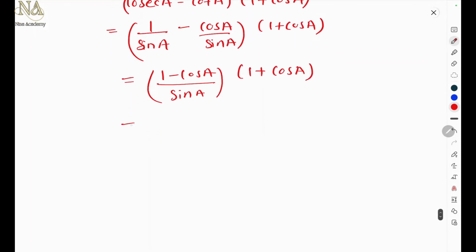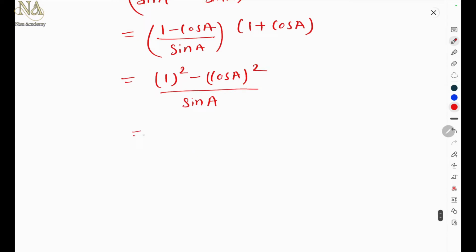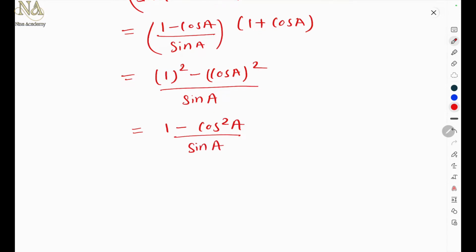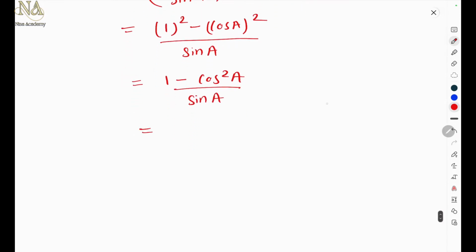So if I multiply, see this, (A minus B)(A plus B), what is it? A square minus B square. So can I write this as 1 square? What is A? 1, no? And B is cos A. So it will be cos square A upon sin A, the denominator remaining as it is. So it is 1 minus cos square A upon sin A. And what is 1 minus cos square A?